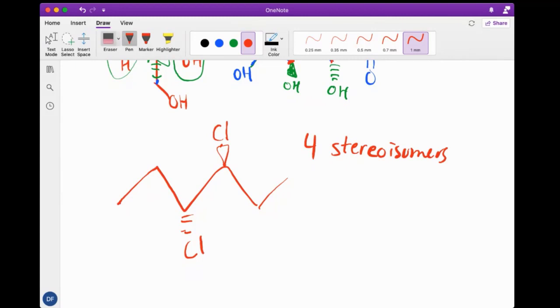And applying what we know about R/S configurations, let's say this is a dash, right? So the priority groups would be 1, this would be 2 because of the chlorine, 3, and the hydrogen here is 4. And because hydrogen's in the front, this would be an R. And you do that to the rest.